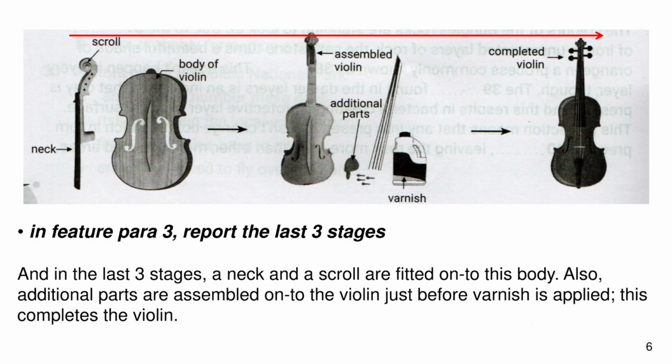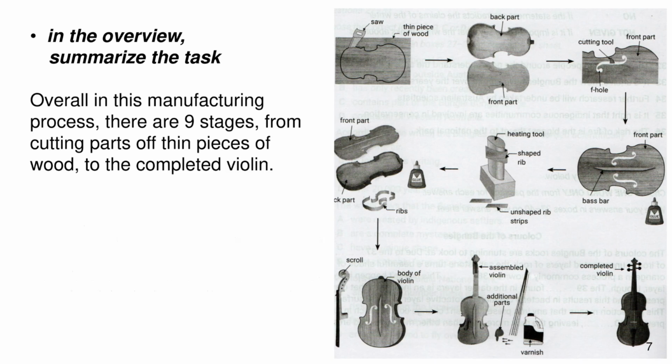Now in feature para 3, report the last 3 stages. And in the last 3 stages, a neck and a scroll are fitted onto this body. Also, additional parts are assembled onto the violin just before varnish is applied. This completes the violin. In the overview, summarize the task.